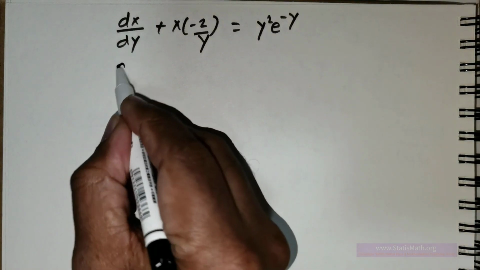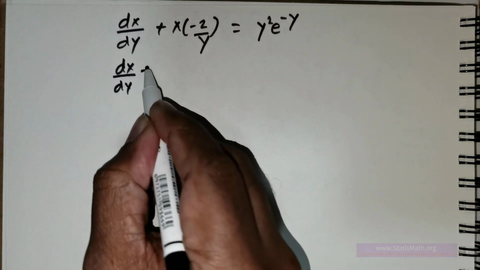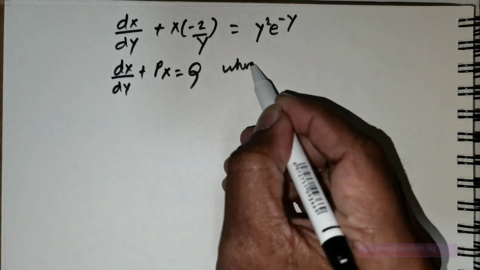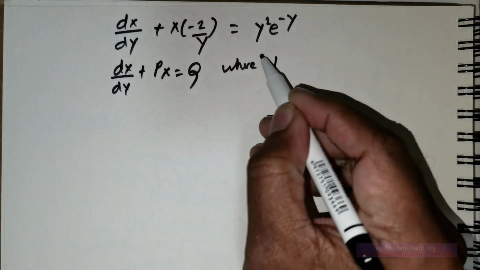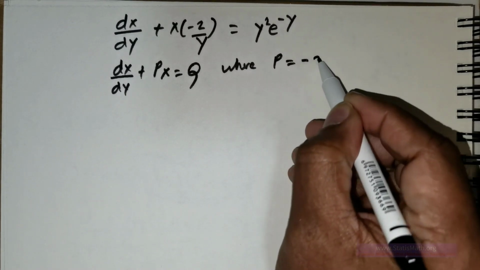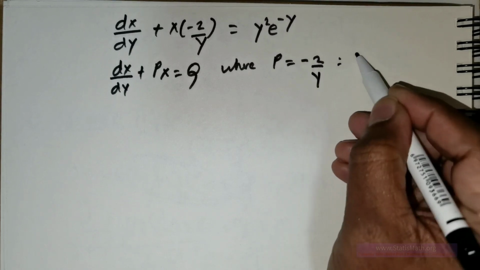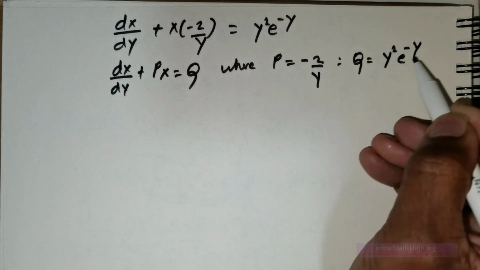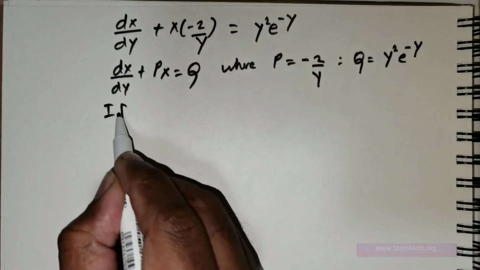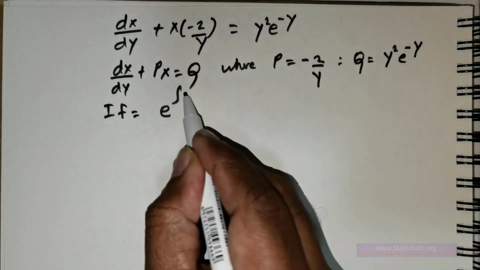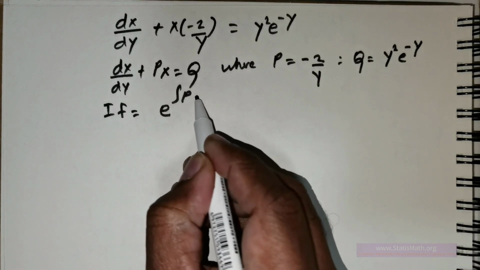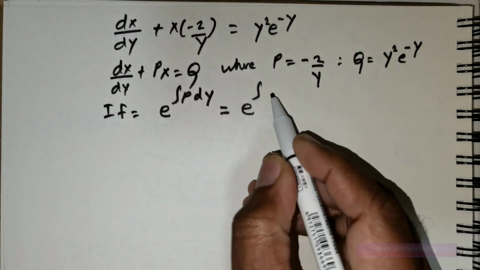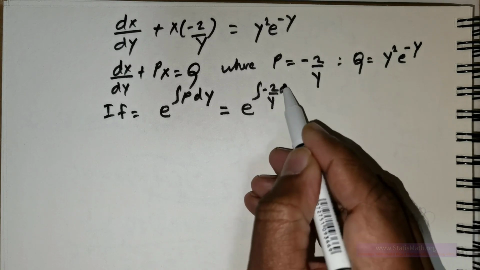So students, as I mentioned to you, this is of the form dx over dy plus p times x is equal to q, where my p is clearly negative 2 over y and my q is y squared times e raised to the power negative y. Now the integrating factor for this is going to be e raised to the power integral p. It's not going to be dx there, it's going to be dy there. So this is equal to e raised to the power integral negative 2 over y times dy.